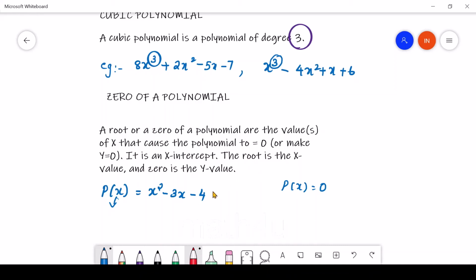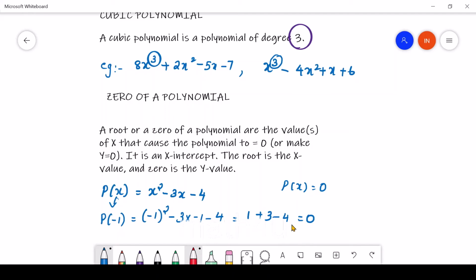So how can we write this? I'm going to substitute minus 1 for x. So I'm going to find p of minus 1 first. Minus 1 the whole square, minus 3 into minus 1, minus 4. You know, the square of a negative number is positive. So 1 plus 3 into negative 1 is plus 3, then minus 4. This is equal to 0.